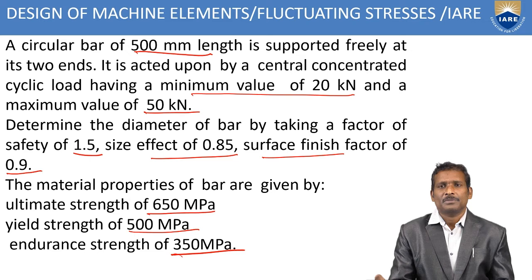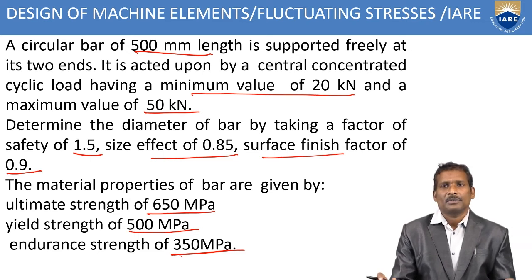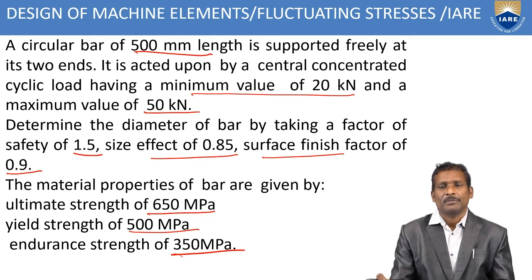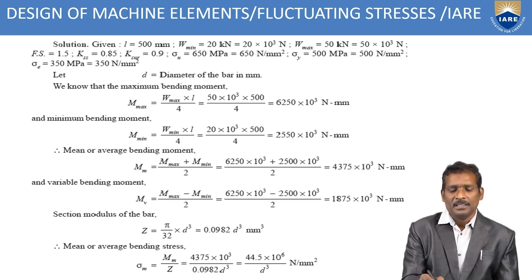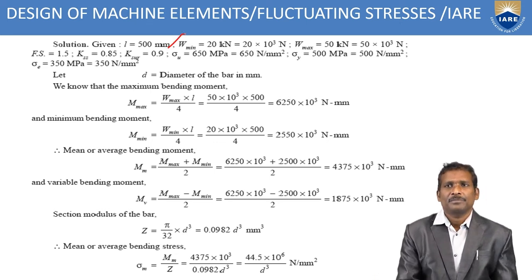But we don't know which method to follow, either Soderberg or the Goodman line method. So that's why I will explain how to solve these types of problems. First of all, write down the given data. The length is 500 mm.